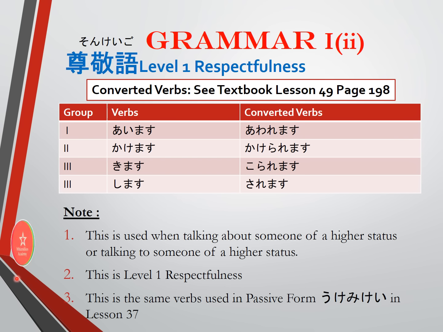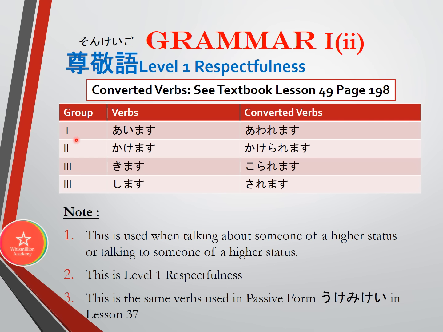As mentioned before, there are 3 ways that keigo can be expressed in a conversation, where you're talking about someone of a higher status, or when you're talking to someone of a higher status. First way we call the level 1 is using the converted verbs. Please refer to page 198 of lesson 49, where you'll find a table of examples of verb being converted to keigo form.